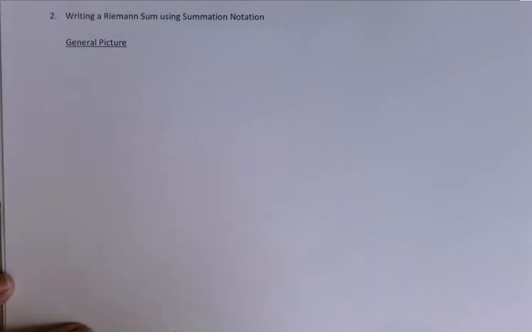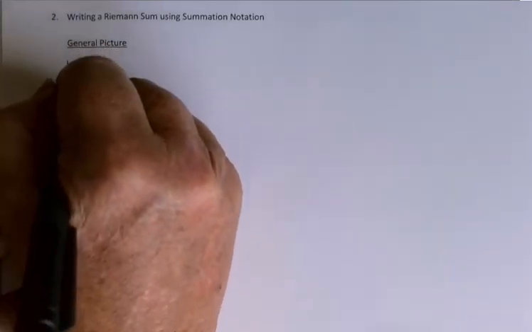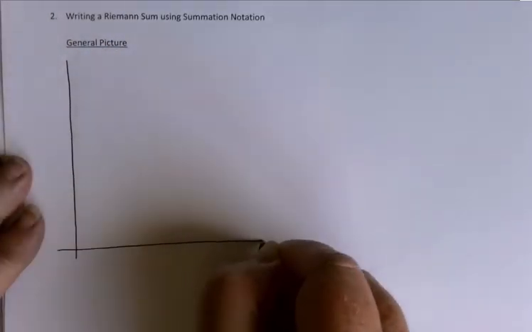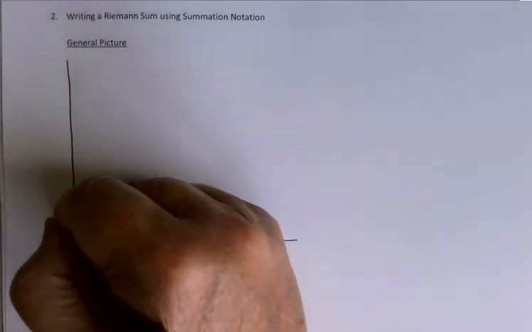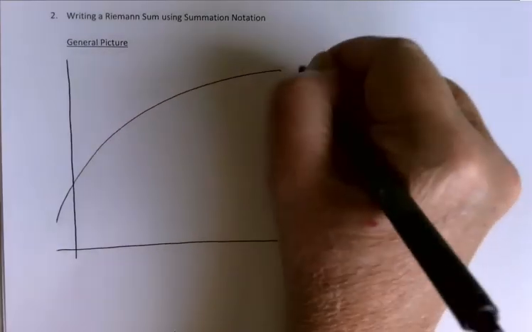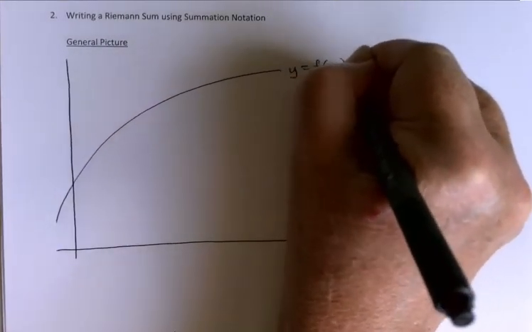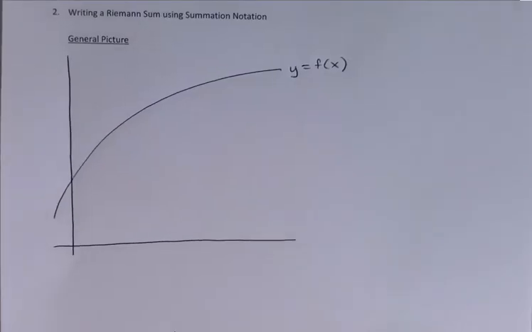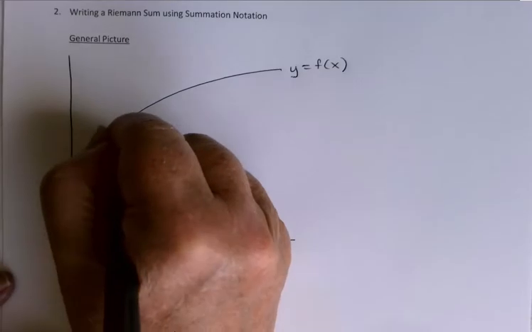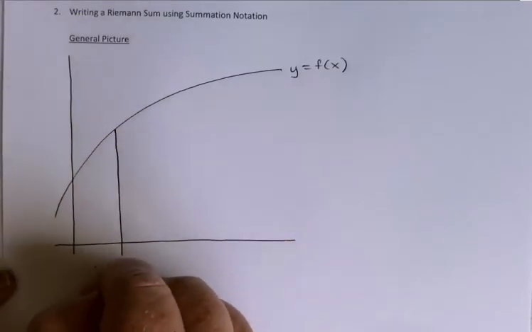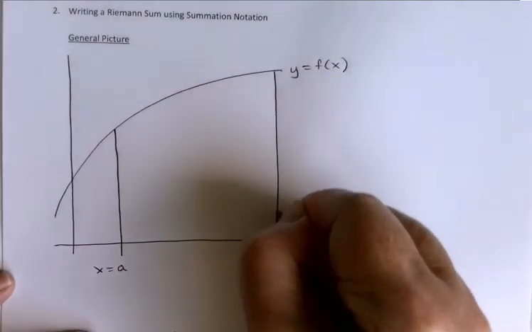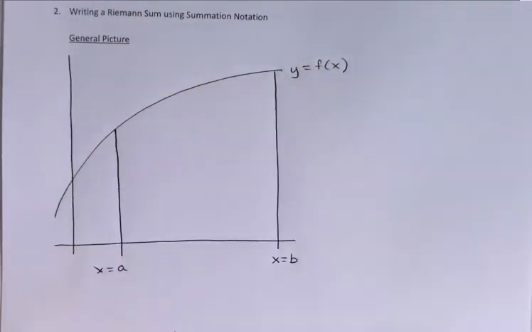All right, we are now ready to write a general formula for a Riemann sum using our new summation notation. So let's start with a picture. Let's suppose that I've got some curve, and I'm going to draw a fairly simple one here, just y equals f of x. And my goal is to figure out the area under this curve between x equal a and x equal b. So ultimately, I'd like to find the area under here, under the curve, between those two x values.